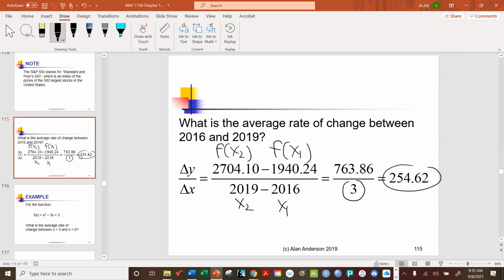Which is not bad. I mean, if you put your money in the S&P 500, you'd be happy because you're making money every year.